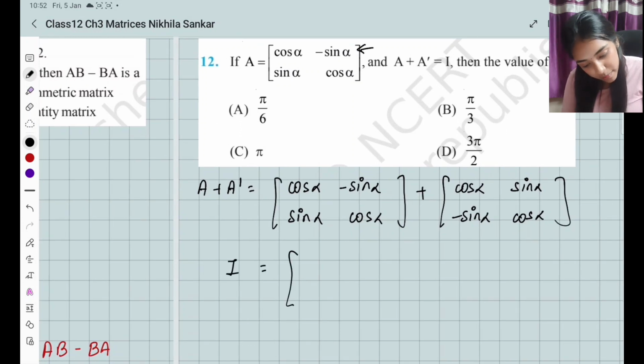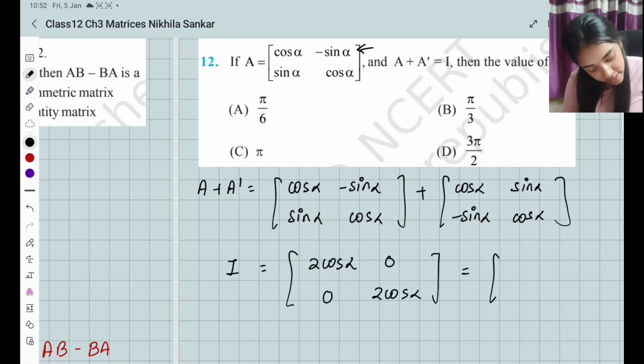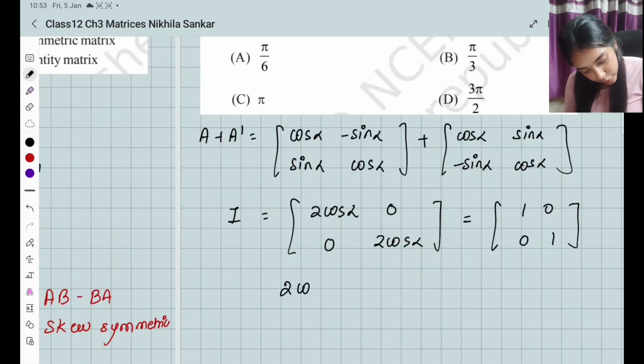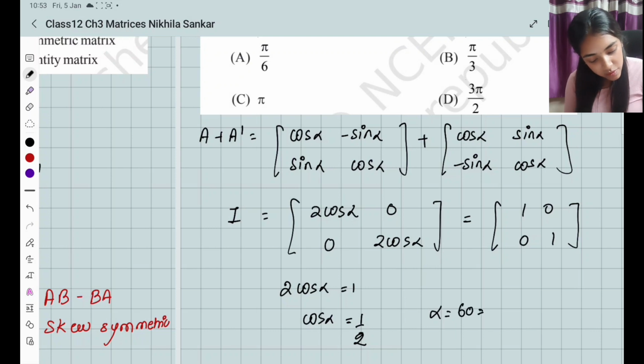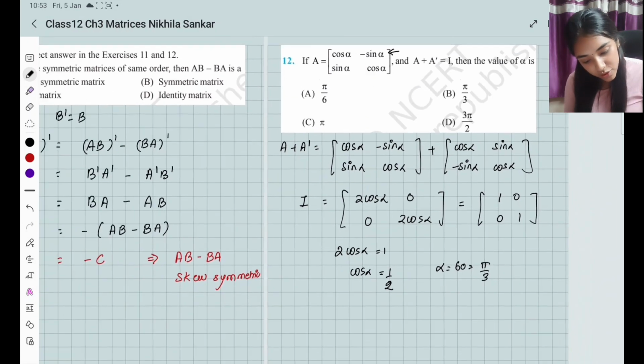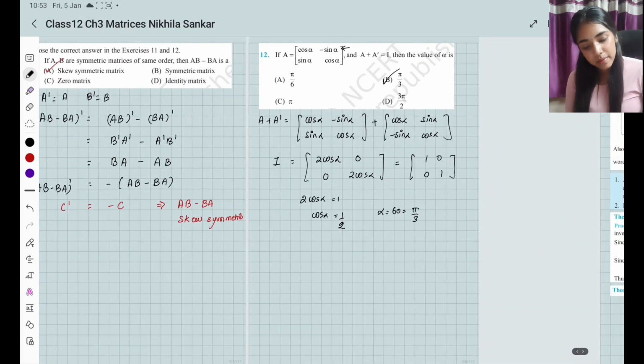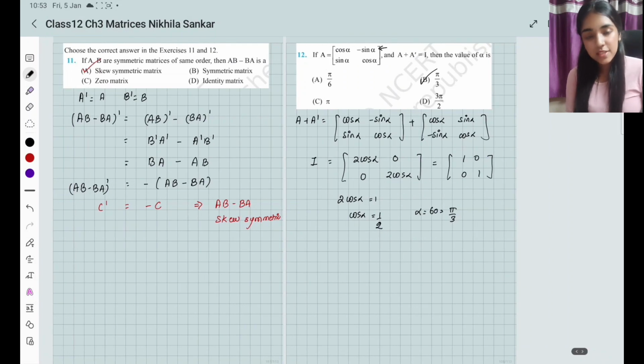So இது ரெண்டுத்தையும் add பண்ணா என்ன கிடைக்குது? I have 2 cos alpha, 0, 0, 2 cos alpha. What is the identity matrix? 1, 0, 0, 1. I have 2 cos alpha equals 1. Cos alpha equals 1 by 2. 1 by 2 na alpha is going to be 0, 1 by 2. So 60 degree, which is going to be pi divided by 3. So it is going to be option B. Okay. Please copy. So with this we are done with this exercise.